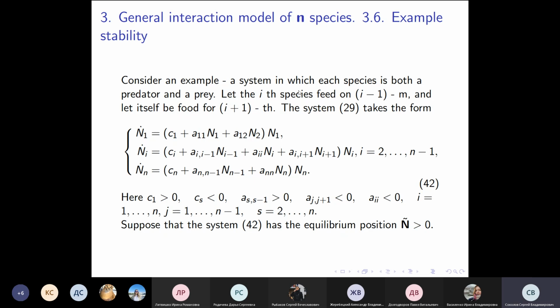If we write down the matrix of this system, we'll see that the matrix is 3-diagonal with Aii on the diagonal and A(i, i minus 1) to the left of the diagonal and A(i, i plus 1) to the right of the diagonal. Let's suppose that the system has the positive equilibrium position.